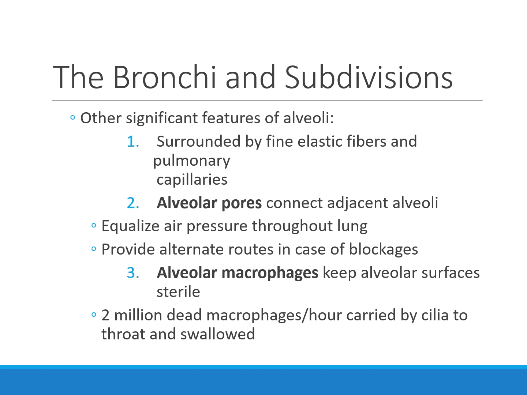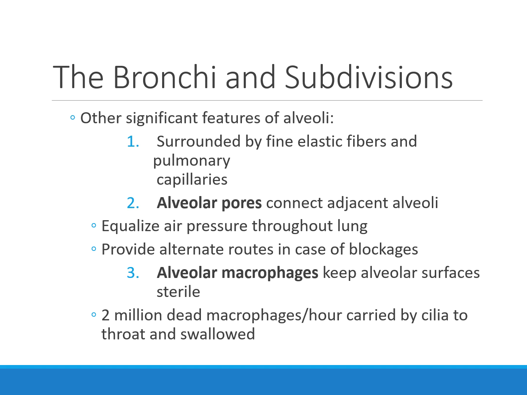And then you've got these alveolar macrophages, what they used to call dust cells, and they're keeping the surface of the alveoli sterile. So you have 2 million dead macrophages per hour that are carried by the cilia to the throat and swallowed or spit out. So again, air is not sterile, you know that, and even as good of a filtering process as we try to use with all the mucus and the hairs and all those things that happen in the upper respiratory system, there are still microbes that make their way all the way down.